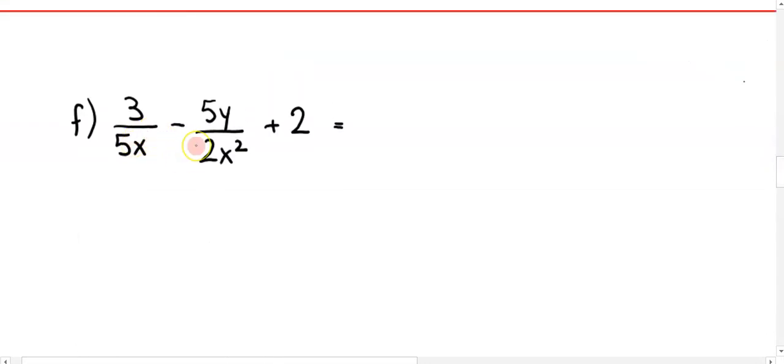So we have 3 over 5x minus 5y over 2x squared plus 2, which I can say is over 1. So now I need a common denominator, so I write my denominator. Between 5, 2, and 1, it's 10. Between x and x squared, it's x squared. Okay, now I go through each separate ratio and I complete the ratio creating this common denominator. So 5x times 2x gives me 10x squared. So whatever I do to the bottom, I do to the top, and I write that answer right here.